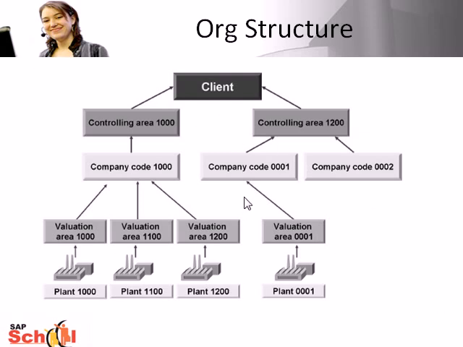These org units are tightly linked to each other to quickly process the relevant data for a business area, for example. So if you had a cost relevant transaction that occurs in plant 1000, the relevant records in controlling area 1000 are automatically updated. The valuation area is the org level at which material quantities and values are managed.